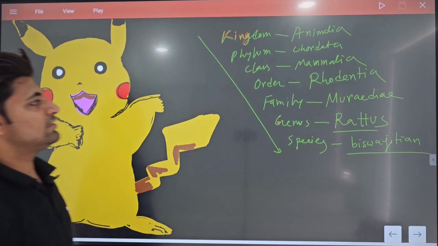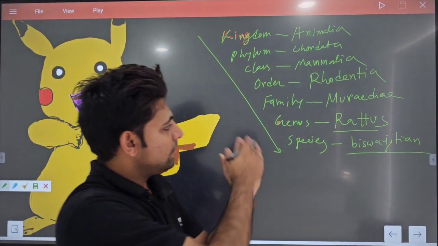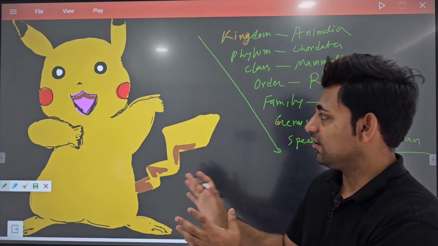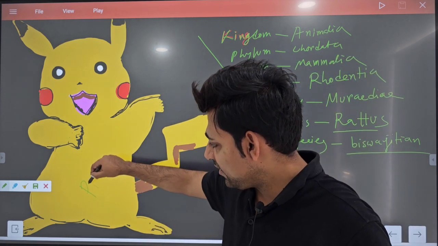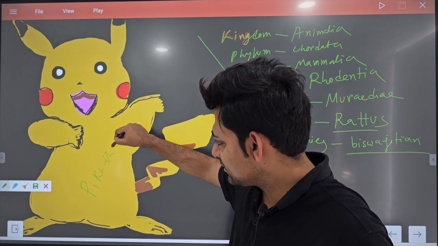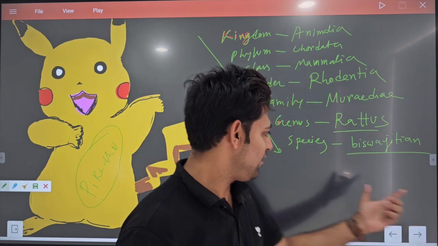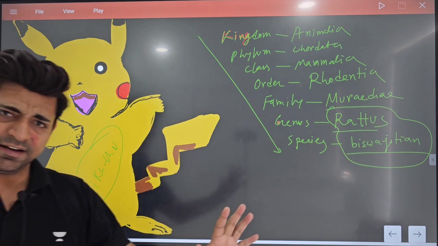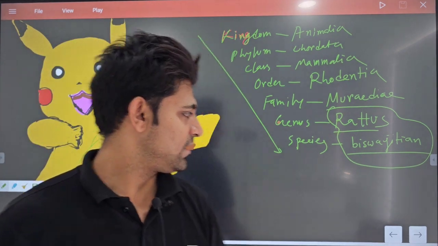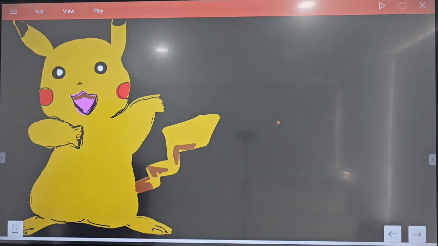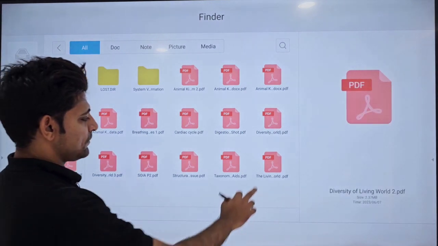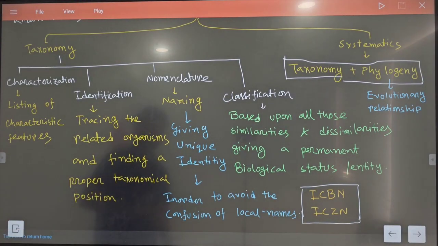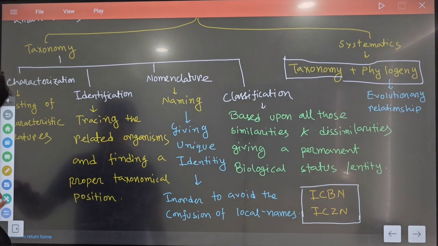Okay, so this is the total classification, and you are done with the taxonomic study of this Pikachu. This is the common name and this is the scientific name, Ratus Biswajitian. Done. We are moving to the next thing. So where were we? Yes, we were here. Great.